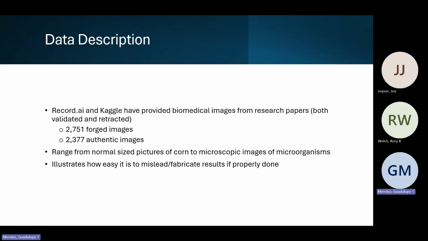As I mentioned, Kaggle and Recod.ai provided the data set that we will be using in our project, which includes 2,751 forged images and 2,377 authentic images. These range from normal sized pictures of corn down to microscopic images of microorganisms.